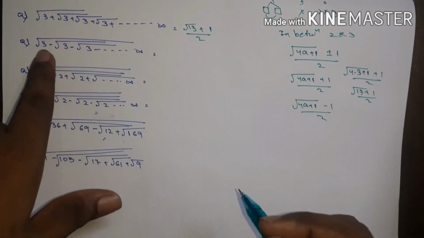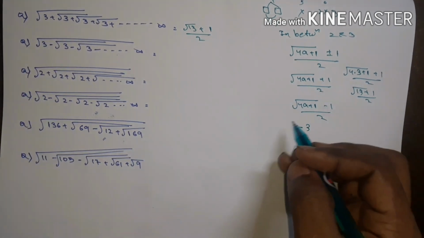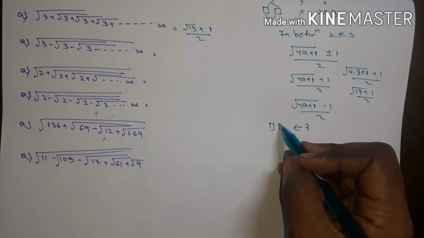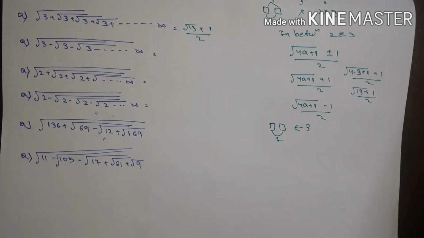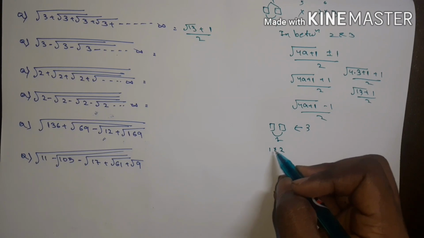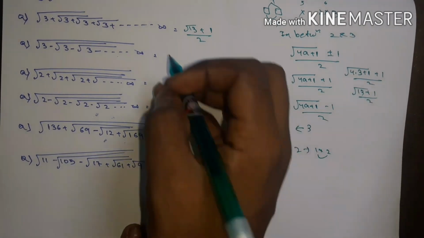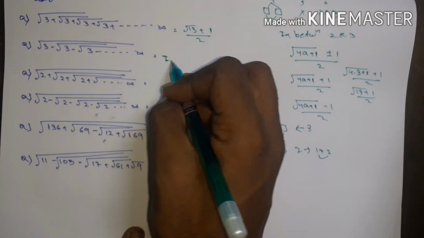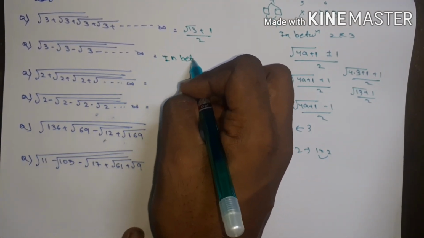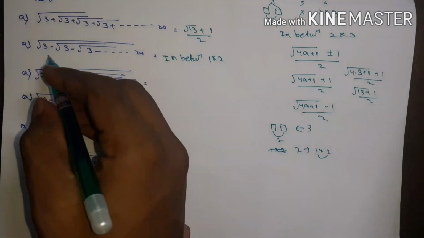Here the minus sign is given. Before 3, what is the 2 digit? Then we can separate it with difference 1. That is 1 into 2. That is 2. 1 into 2. Your common difference is 1. The answer is in between 1 and 2. What is the exact answer?